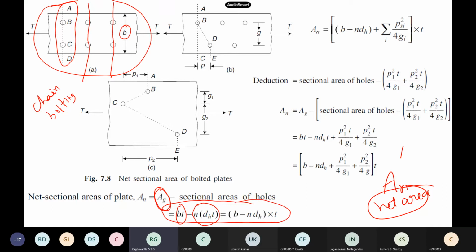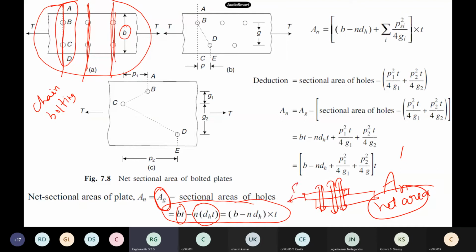And which section may it fail? The net area is the same along all these 3 sections. It may fail along any one, whichever is the weakest. Now among these 3 sections, net area is the same, but where will you see the failure? Suppose I have a bolted connection like this. This is my lap joint. I have 1 bolt here, then the same, and then 3 bolts are there. Now where will it fail?